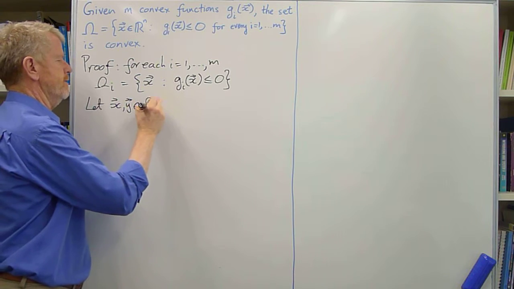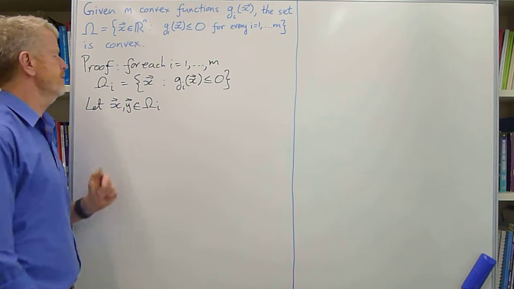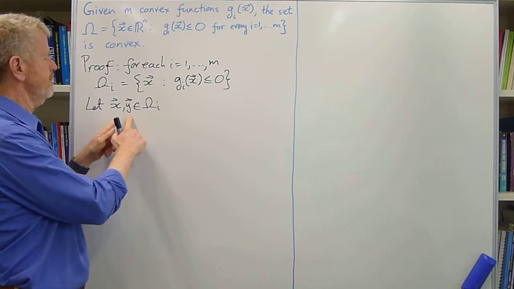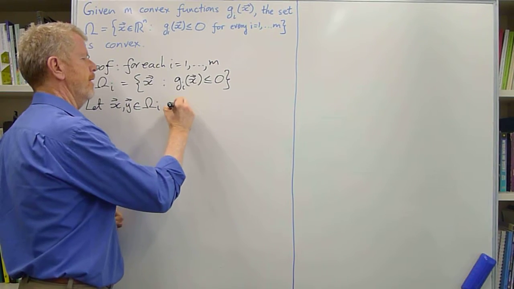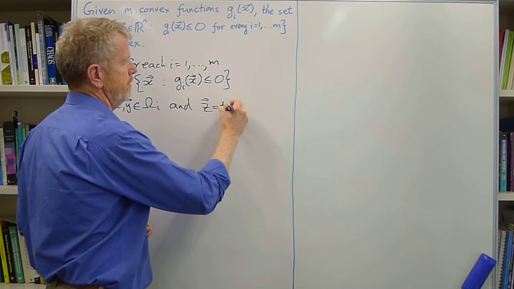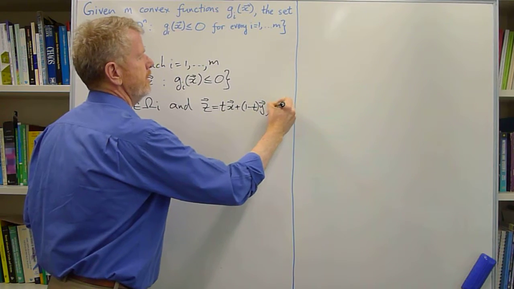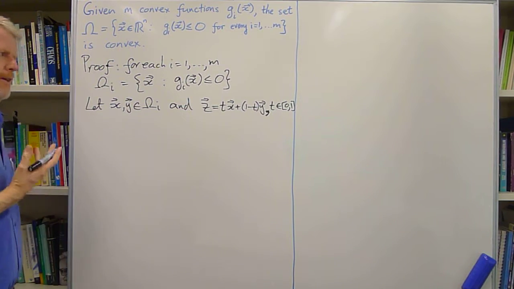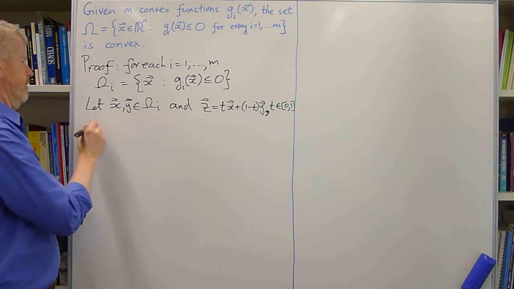let two points be in the set, and this is to hold for every such pair of points in the set, and consider the line segment between these. If that line segment is in the set, then omega_i has to be convex. We consider that line segment by considering all points z of the form tx plus (1 minus t)y for t in the interval [0, 1]. We need to show that z is always in the set omega_i.